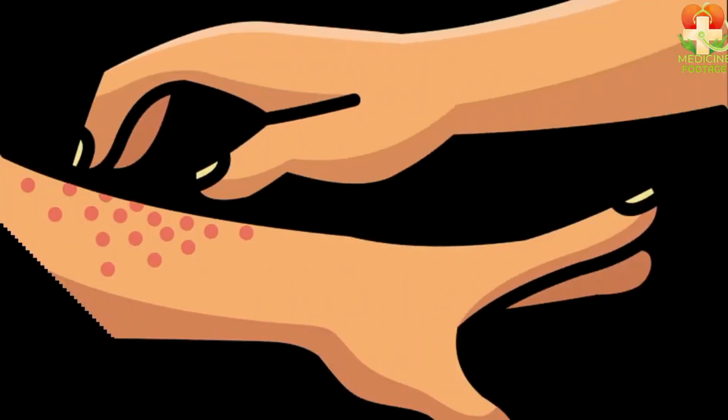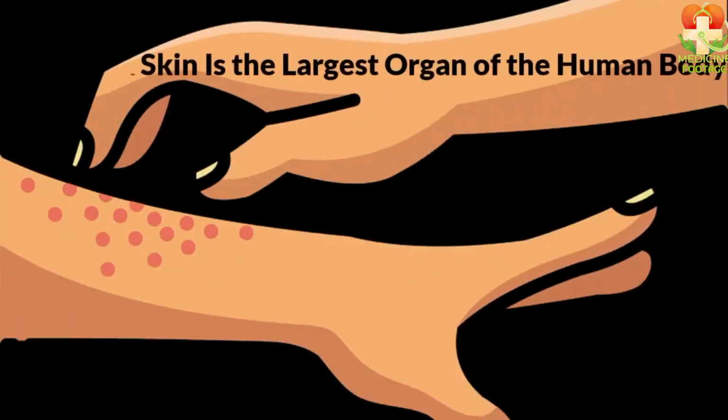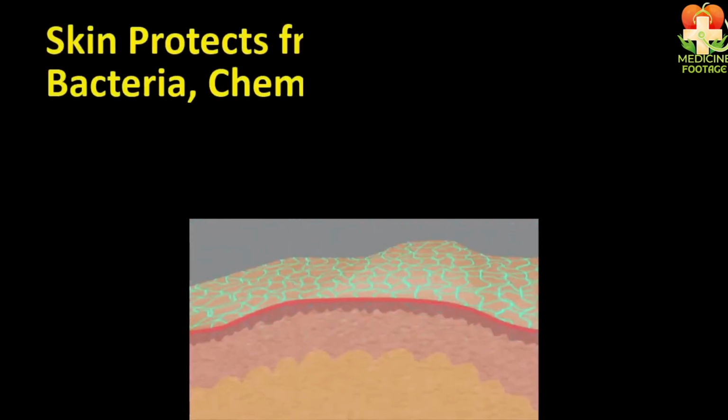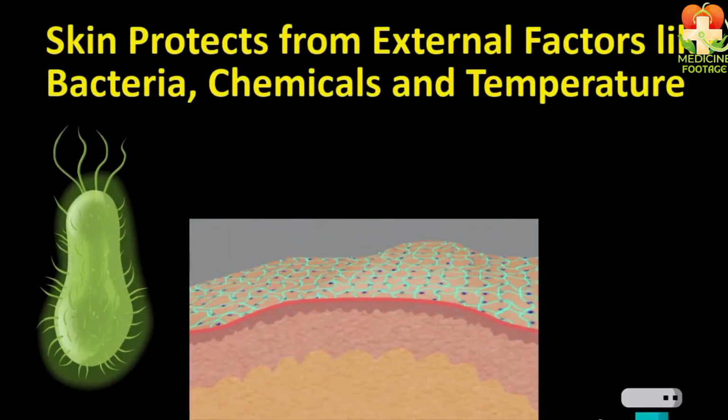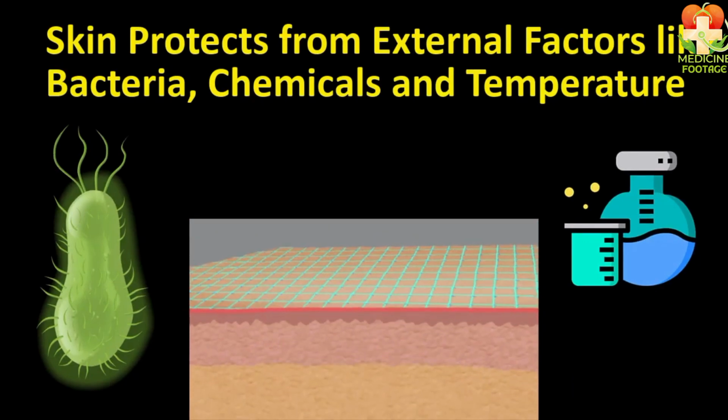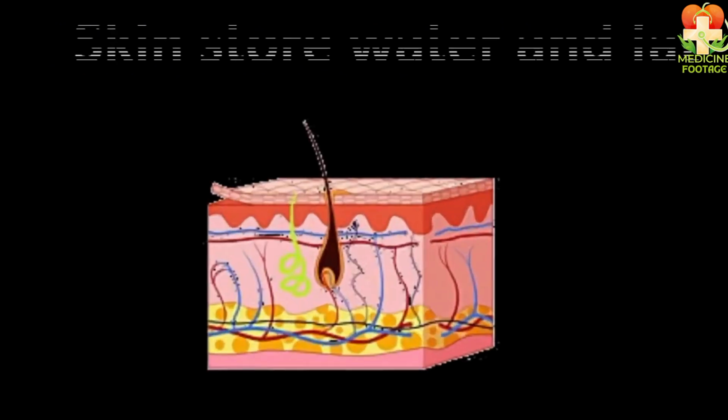Did you know that skin is our body's largest organ? The skin protects us from external factors such as bacteria, chemicals, and temperature. It also stores water and fat.